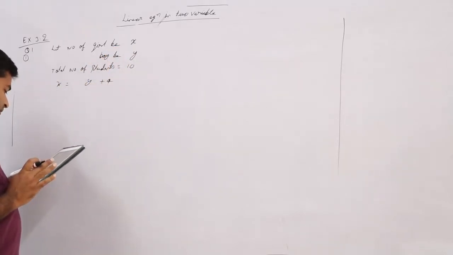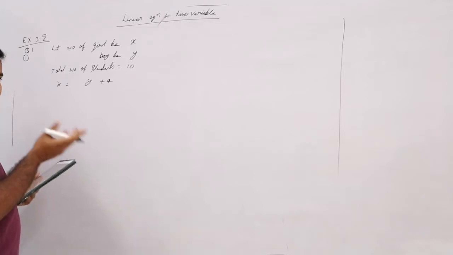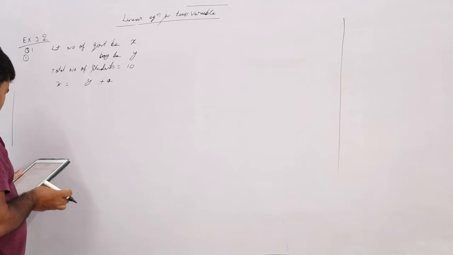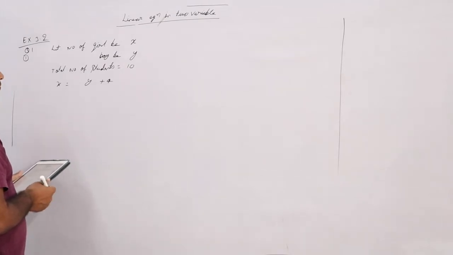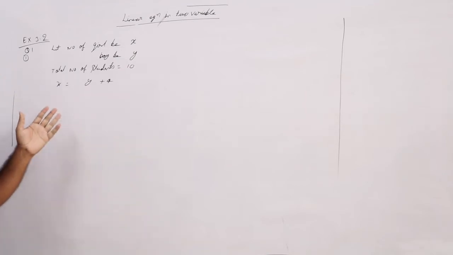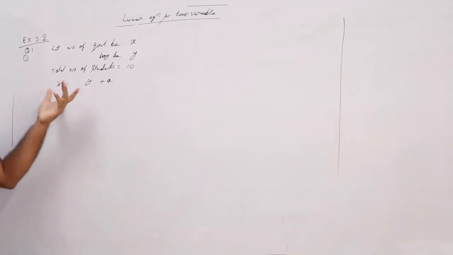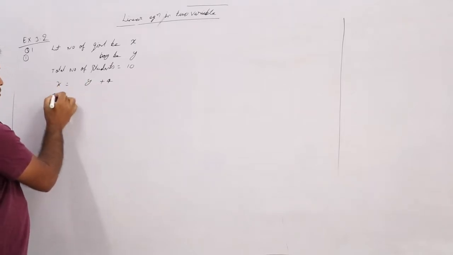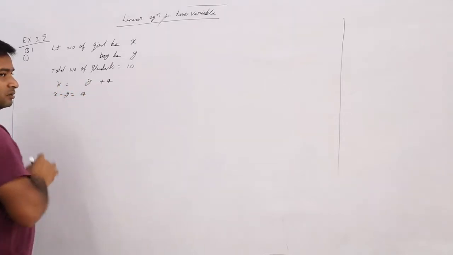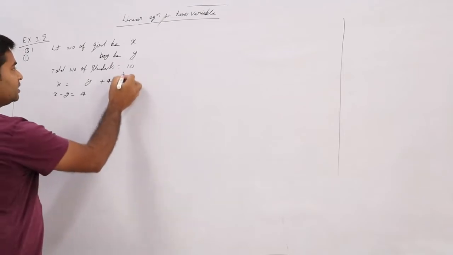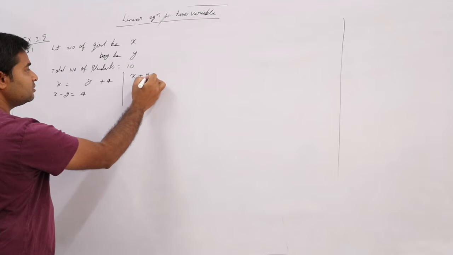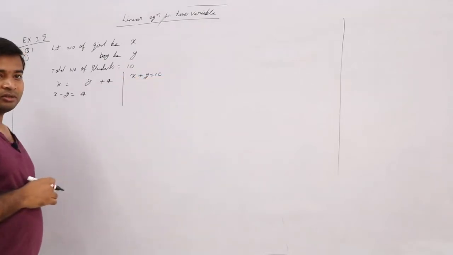Then we should formulate the equation. Bring this y to this side, so x minus y is equal to 4. One more thing is there: the total number of students is 10, which means x plus y is also equal to 10.